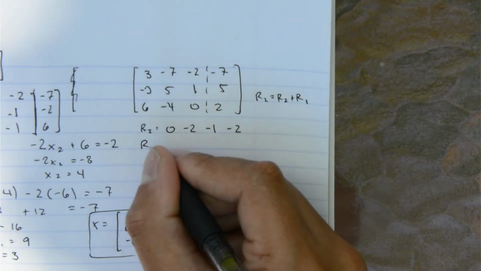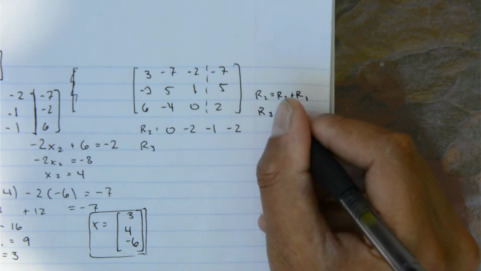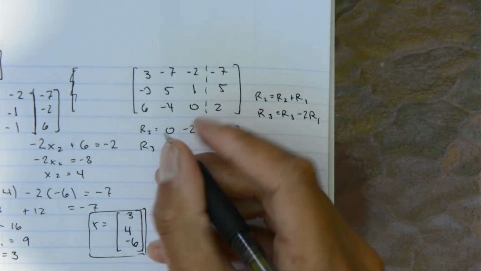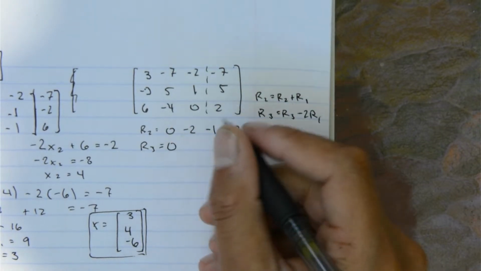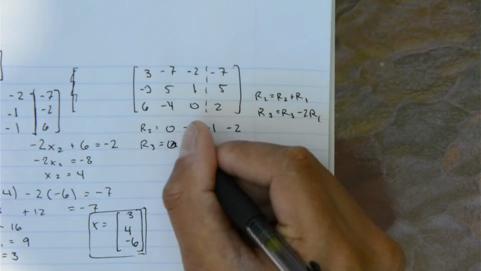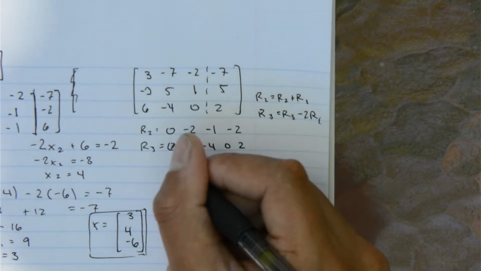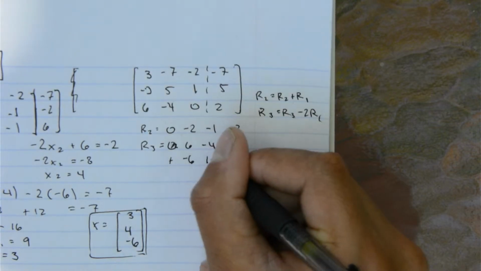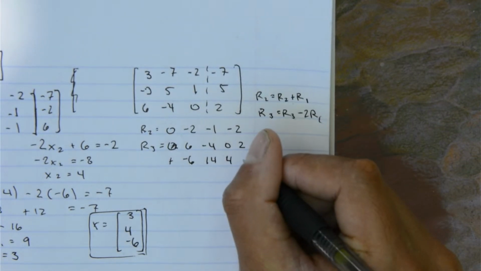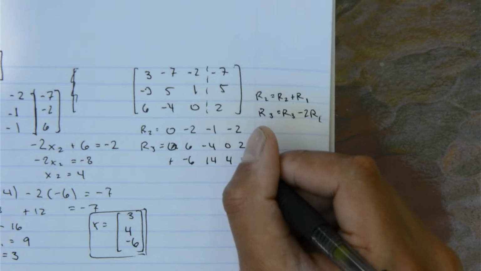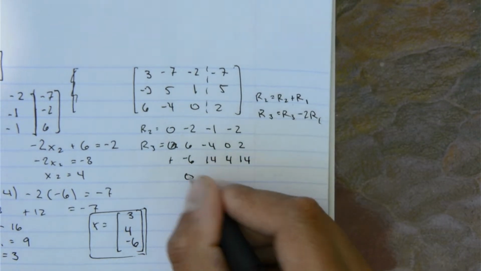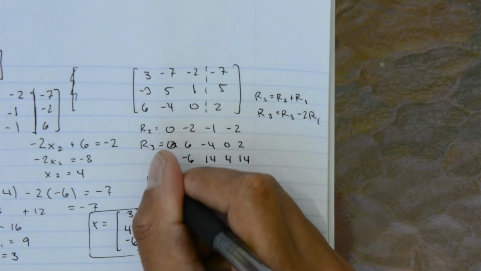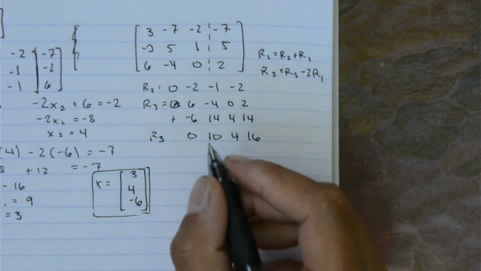Okay, then we're going to do R3. R3 is equal to R3 minus 2R1. It's going to be 0. Then we're going to get, here, we'll do this. 6, -4, 0, 2, plus -6, 14, 4, 14. So 0, 10, 4, 16. So this is R3.